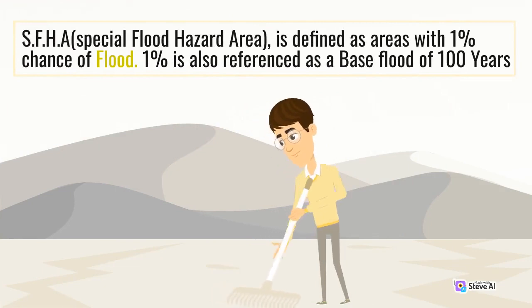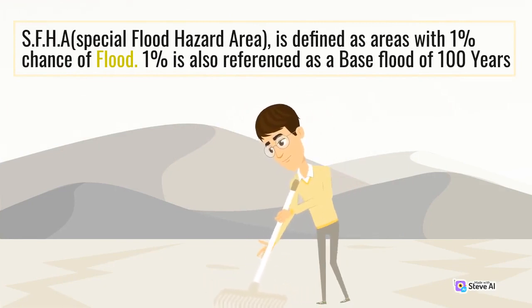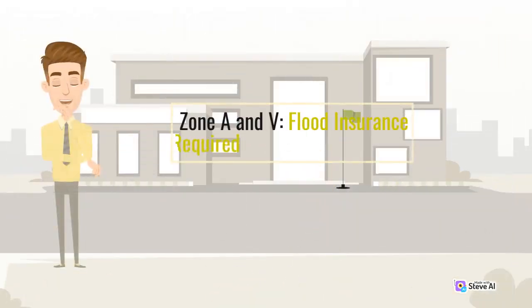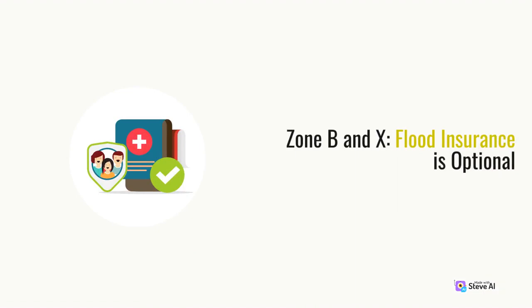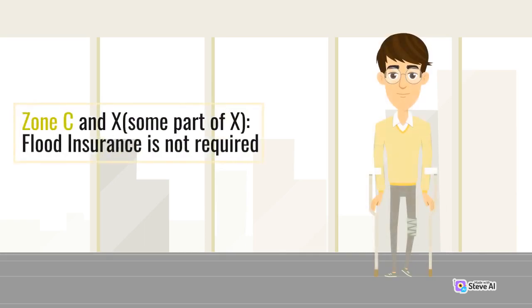SFHA, Special Flood Hazard Area, is defined as areas with a 1% chance of flood. 1% is also referenced as a base flood of 100 years. Zone A and V, flood insurance required. Zone B and X, flood insurance is optional. Zone C and X, some part of X, flood insurance is not required.